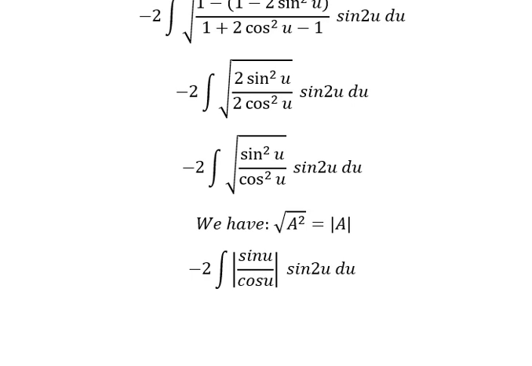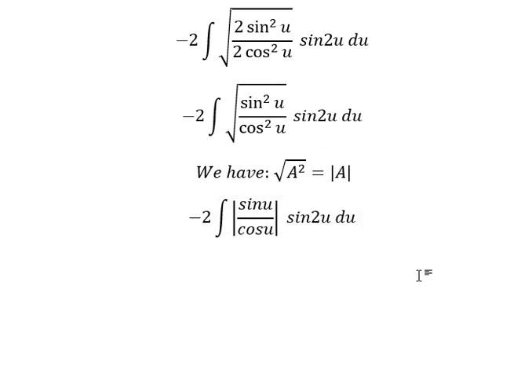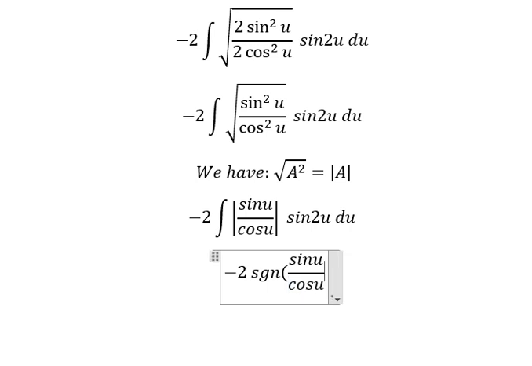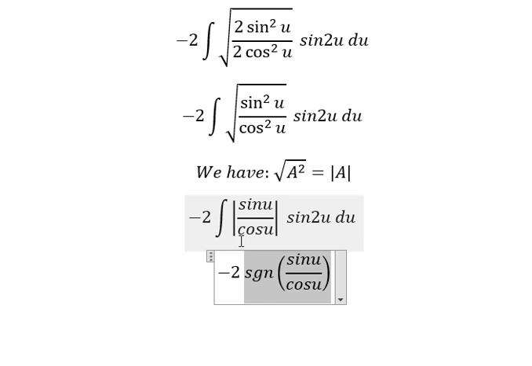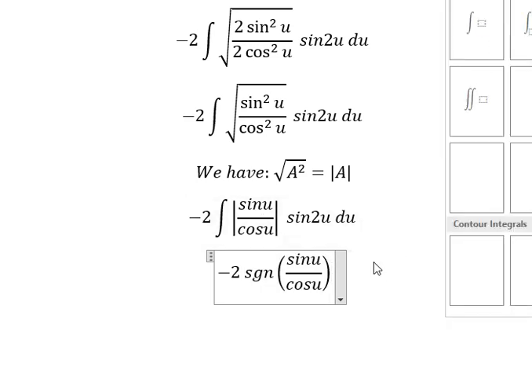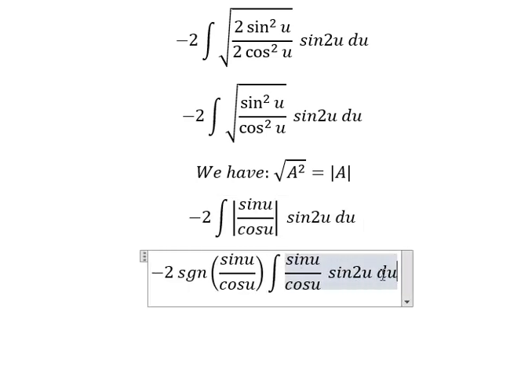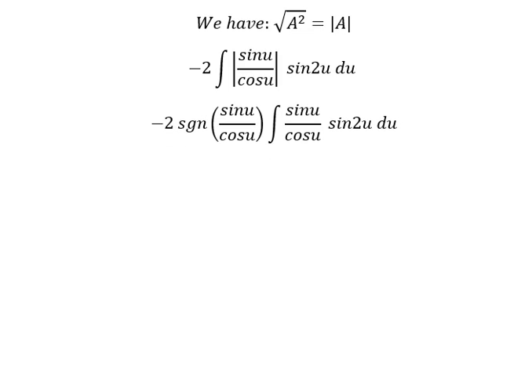Because we don't know whether it is positive or negative inside the square root, in this situation I will put sine u over cosine u. Because this one can be positive or negative, now we can cancel the absolute value here. And now we have the formula.